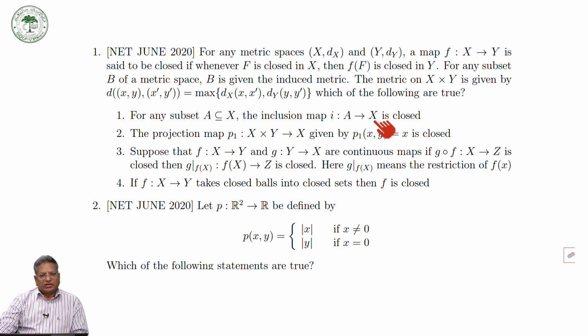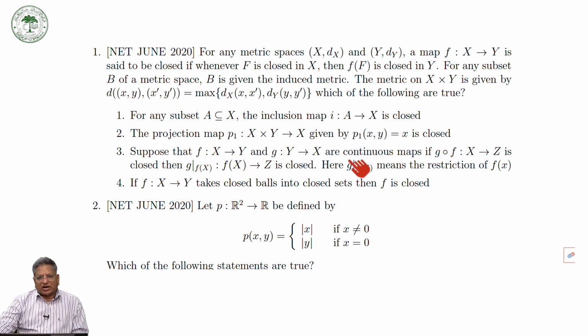The second one is the projection map from X cross Y to Y. We have seen that every projection map is continuous, so this map is continuous. Now the question is whether this map is closed or not. So you have to check whether the projection map is closed or not, but it is continuous, which we have already proved.